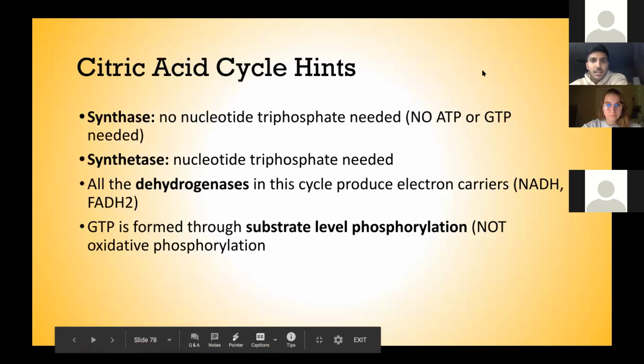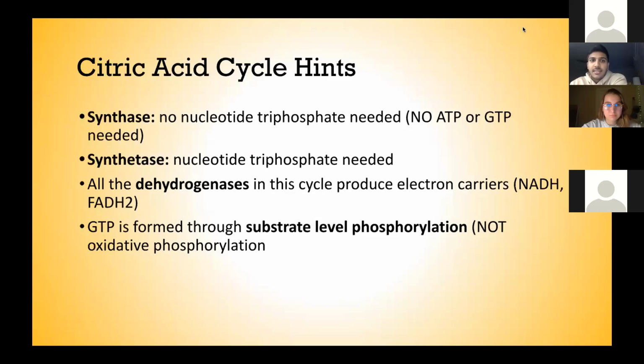Okay, so in terms of hints, the difference between a synthase and a synthetase: for a synthase, you don't need a nucleotide triphosphate, meaning you're not going to undergo hydrolysis of that nucleotide triphosphate. So essentially no ATP or GTP is needed. But for a synthetase, you're going to need those triphosphates, and you're going to need them to be hydrolyzed in order to drive the reaction.